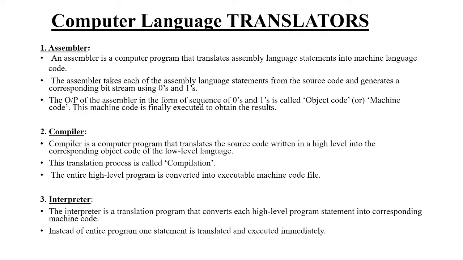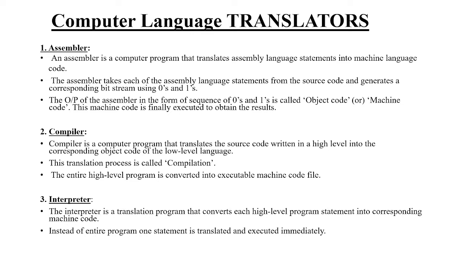1. Assembler. 2. Compiler. 3. Interpreter. Moving to the first translator, that is assembler. Assembler is also a computer program where this program helps to translate assembly language statements into machine language code. That means this program is going to take assembly language as an input and gives the equivalent machine language code as an output.